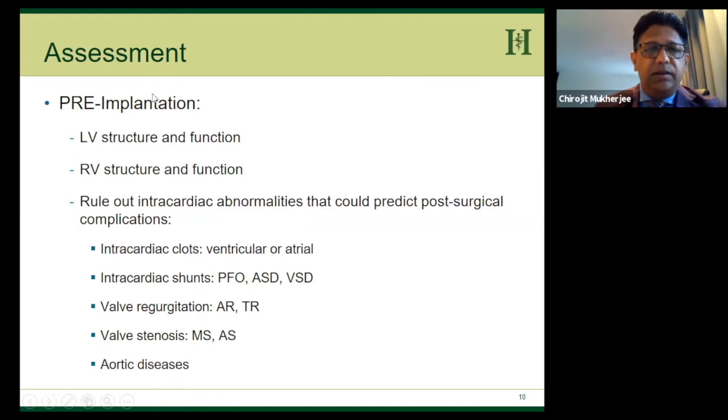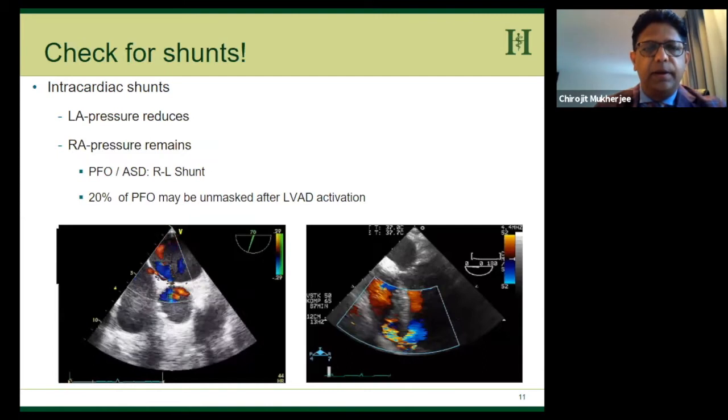So this is a checklist which I would advise you to go into in detail. In the next slides, I am going to concentrate on the pre-, intra-, and post-operative aspects of the implantation of the LVAD.